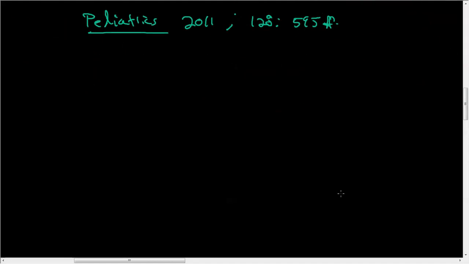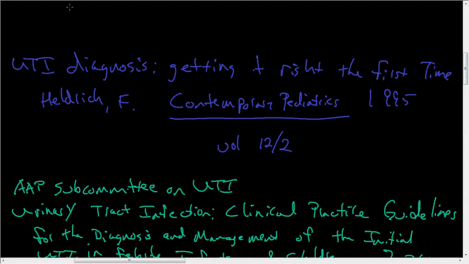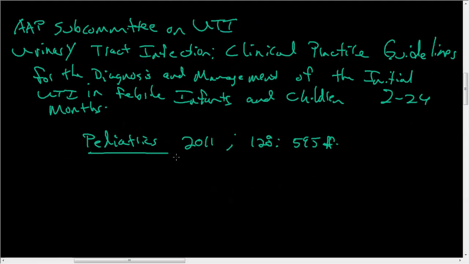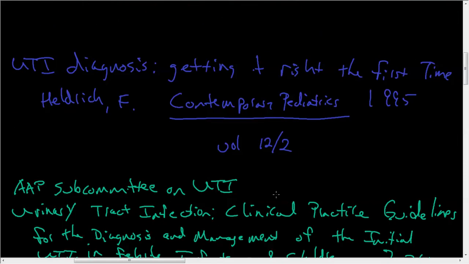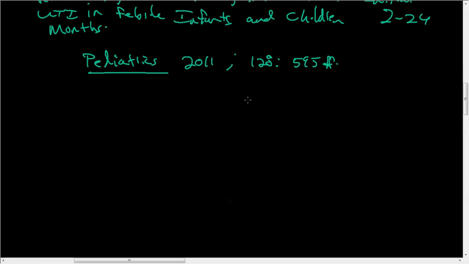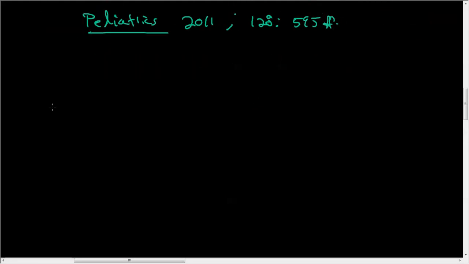Okay, so first, we want to look at the diagnosis of UTI. And for that, I'm going to go back and reference the Contemporary Pediatrics article. These two articles have different approaches to diagnosing UTI as far as what constitutes a positive culture. I think most people are still using the older guidelines, which were reviewed nicely in this Contemporary Pediatrics article back in '95. There are multiple ways to get urine in a kid, and depending on how you obtained the urine was how we interpreted it.